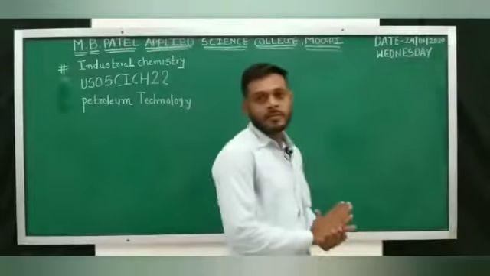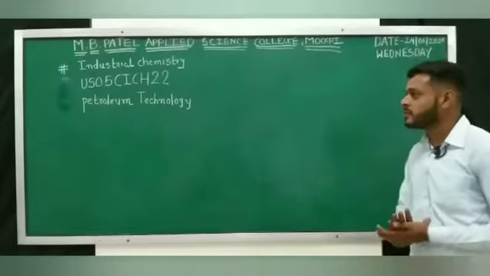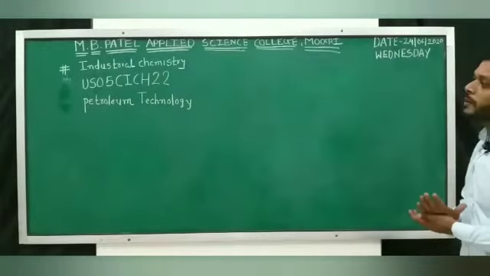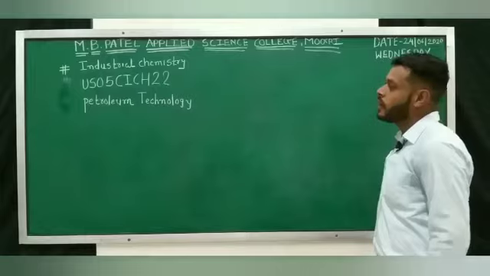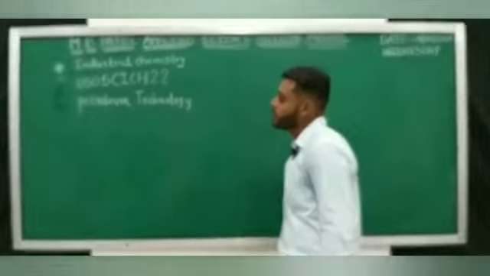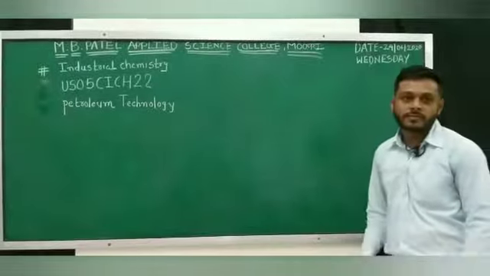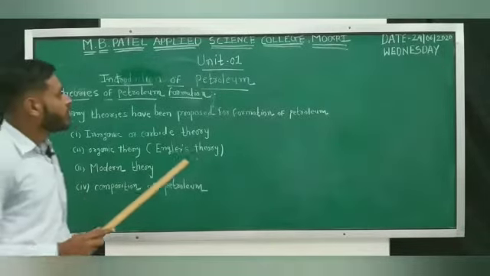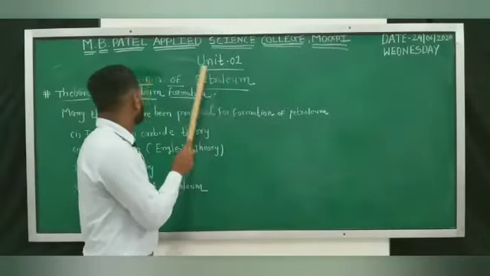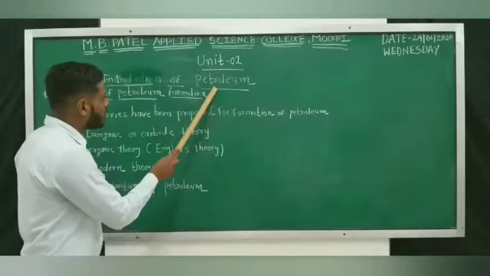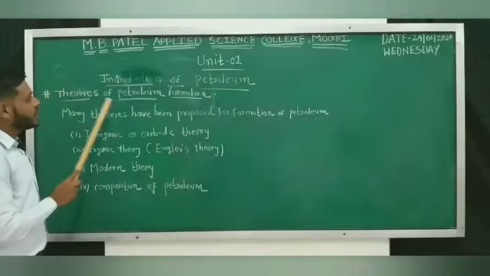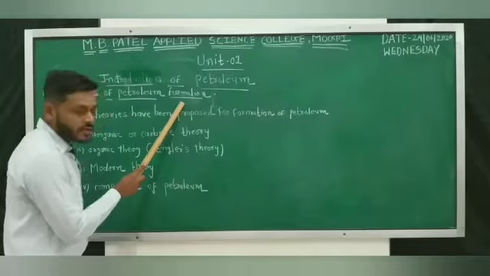Today we will start the first lecture of this semester. The paper code is US05 CICH22 and the paper is Petroleum Technology. Today we are going to start Unit number 1, Introduction of Petroleum. First topic is theories of petroleum formation.